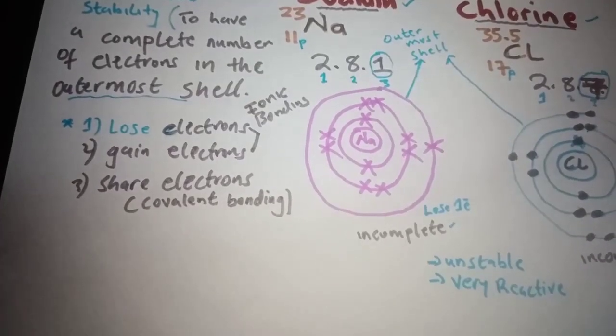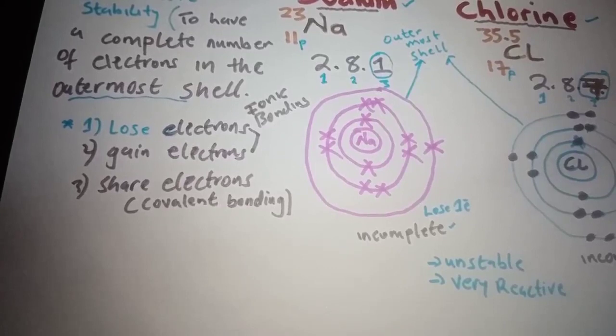Covalent bonding and ionic bonding. Okay, ionic bonding and covalent bonding. Okay, so just briefly here, this is what will definitely take place. Okay, so we're going to show this now.